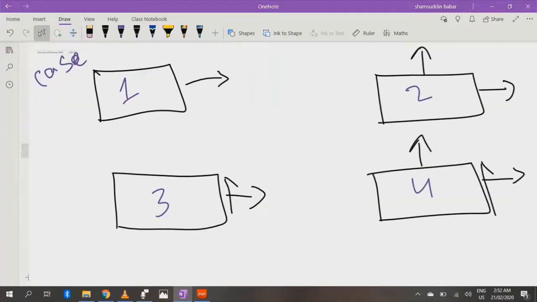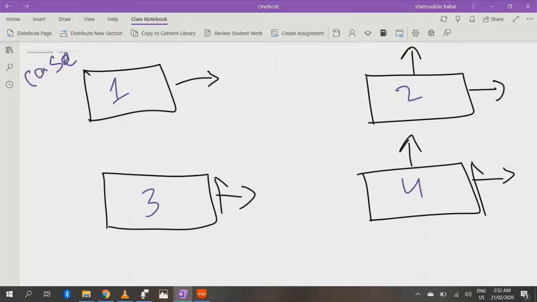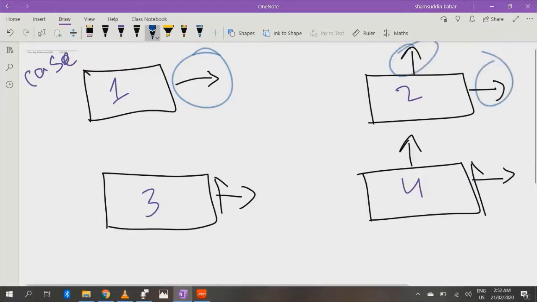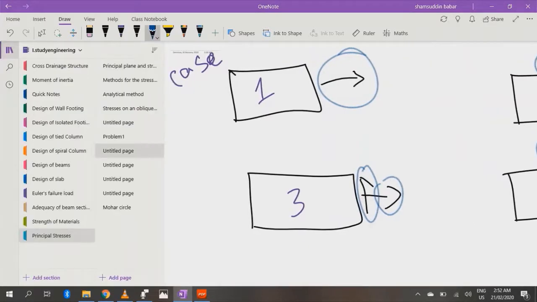So there are a total of 4 cases of Mohr circle. In the first case, we are given one direct stress. In the second, two direct stresses. In the third, a direct stress and a shear stress. In the fourth, direct stresses and one shear stress. So coming towards our first case.